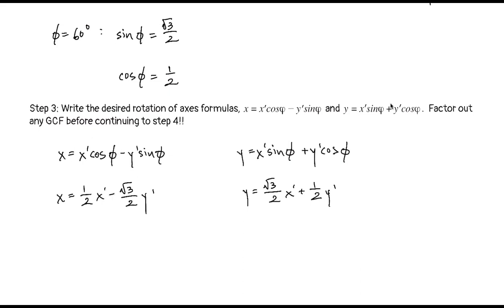Okay, so we should have something like this for x and for y. Greatest common factor here is 1/2. That leaves us with x prime minus root 3 y prime. Even though we still have the root, at least it's not a fraction. And then our y, same thing, we'll factor out a 1/2. We'll get root 3 x prime plus y prime. Okay.